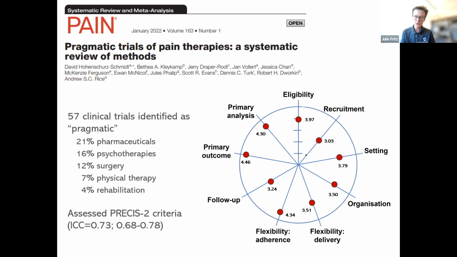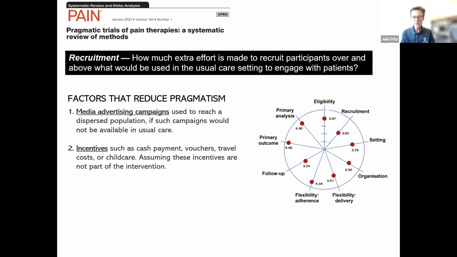So I'll just highlight a couple of the things that make a study less pragmatic that we often see in studies that are working with rehabilitation populations. So with respect to recruitment, the most common less than pragmatic factors that we often see is recruiting from the general community instead of a clinical population through things like media advertising. And then using incentives to enroll. It can be cash payments, it might be things like childcare. If that's not a part of what routine care looks like, then that's a less than pragmatic approach.